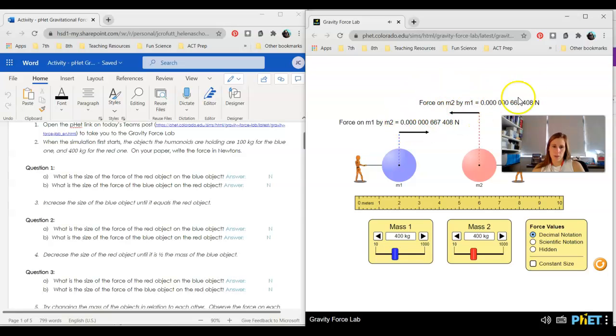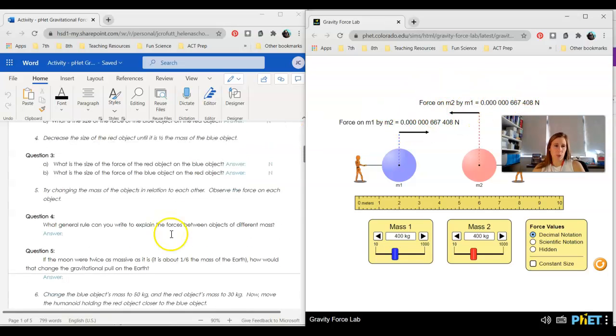And now rewrite your force. What are the forces on each of those objects? So this is pretty simple. You guys are just basically following instructions. Decrease the size of the red object until it is half the mass. Okay, so if we have 400 on blue, we would need to take this down to 200. Oops.